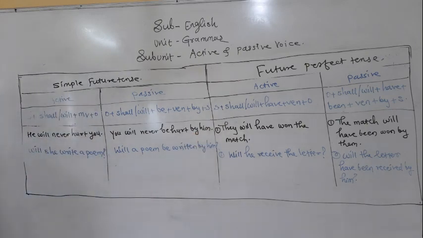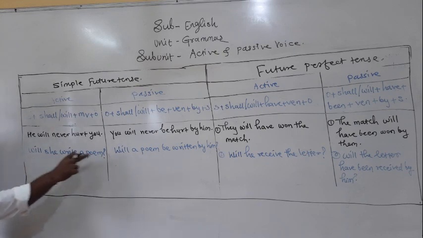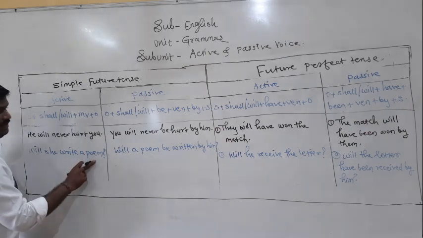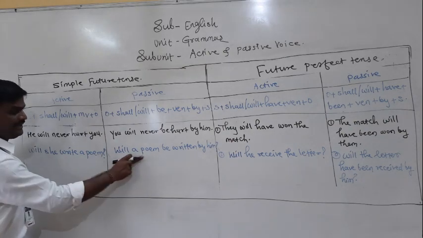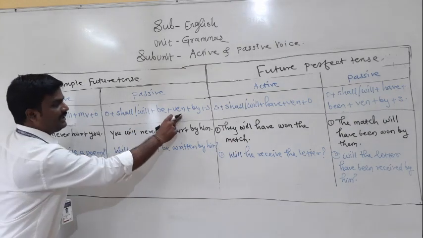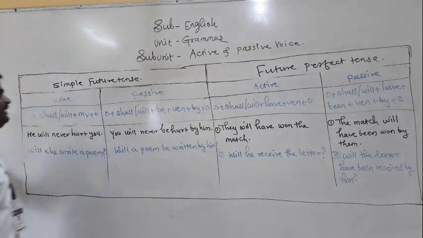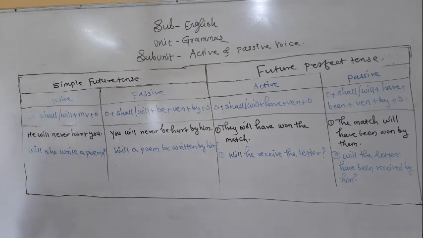Next statement is here: will she write a poem? Will remains as it is, shall or will. Then after the object here, a poem, write it here. Then after that be, then after that written. Written is the main form of the verb, by her. This is the simple future tense.